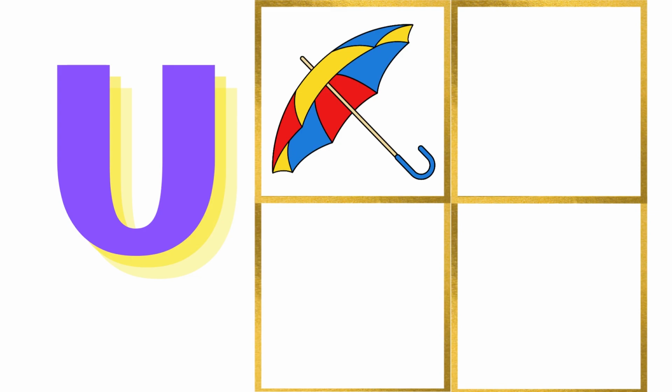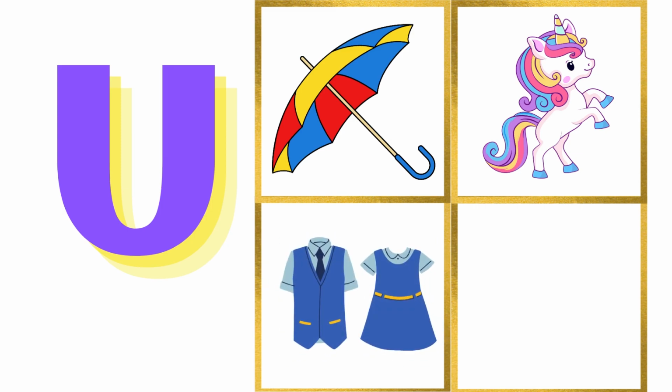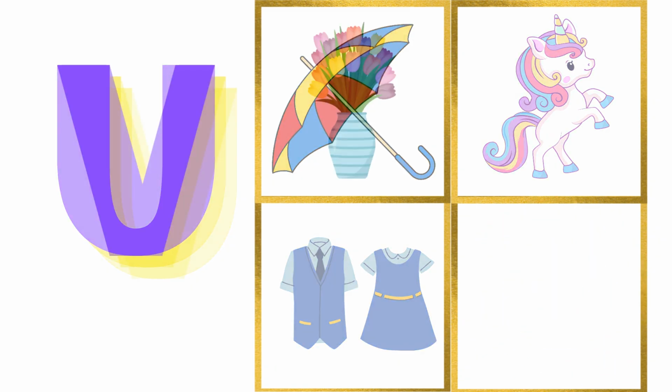U for umbrella. A, B, C, D, E, F, G. U for unicorn. H, I, J, K, L, M, N, O, P. Q, R, S, T, U for uniform. W, X, Y, and Z. Now I know my ABCs. Next time won't you sing with me? V for vase.